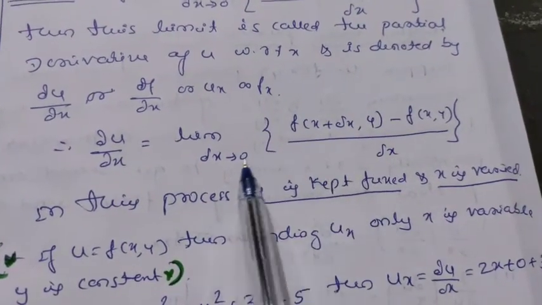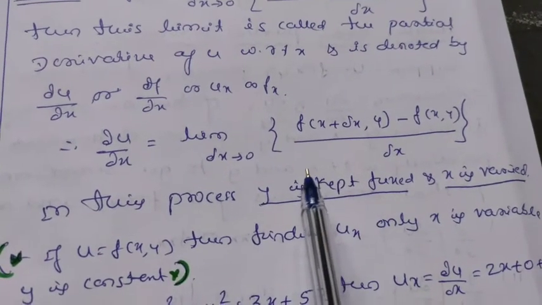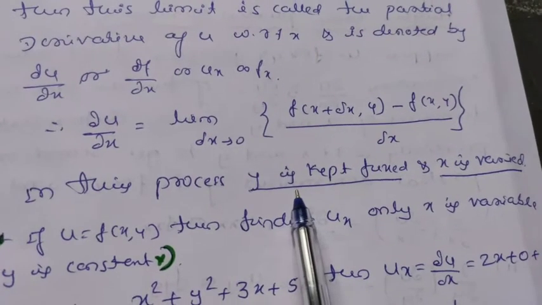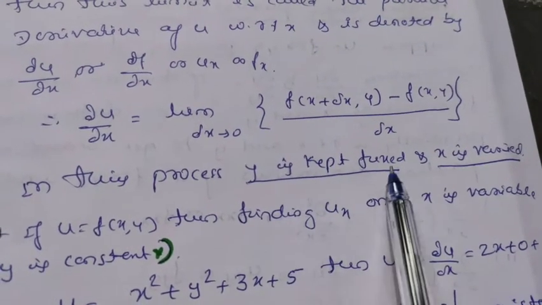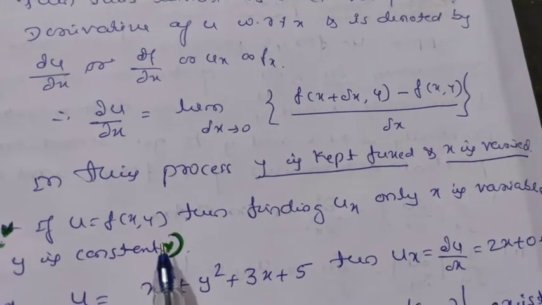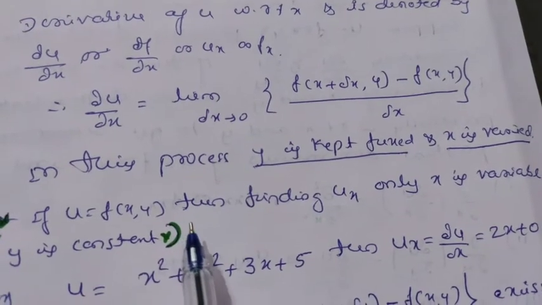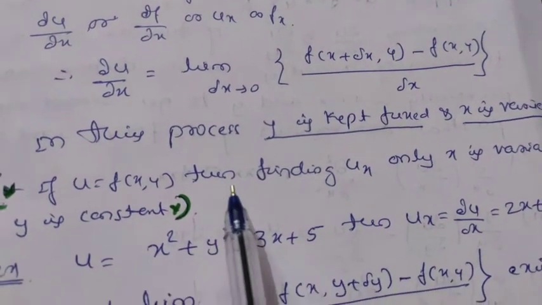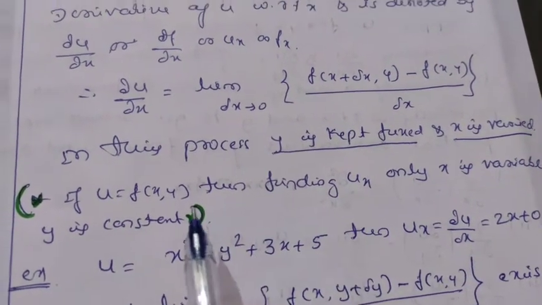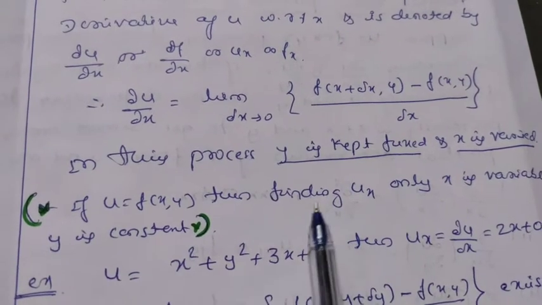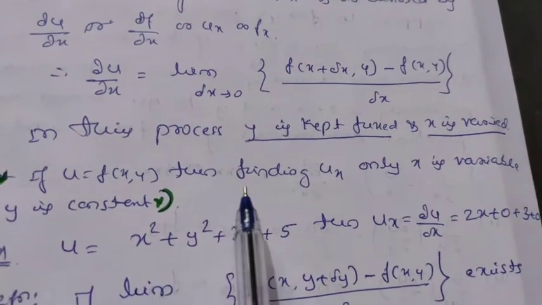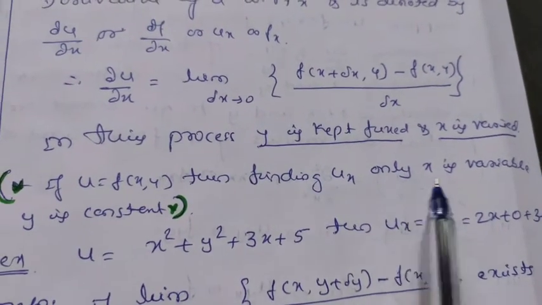In this case, we have to keep y as a constant, that is fixed, and allow x to vary. While finding the derivative of u with respect to x partially, you have to treat y as constant and x as variable. Suppose u is a function of three variables, in that case also you have to treat only x as variable, and the remaining two variables as constant.